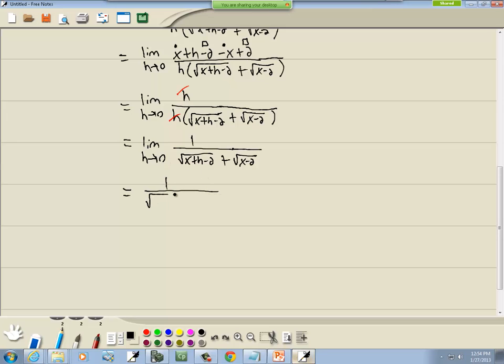Well, this becomes x plus 0 minus 2 plus square root of x minus 2. Now the 0 drops away, and this is square root of x minus 2, and this is square root of x minus 2. So this just becomes 1 over 2 square root of x minus 2. If the square roots are the same and you're adding them together, then you add the numbers in front of them, or subtract them as the case may be. In this case, we got positive, invisible 1 and invisible 1, so it just gives us 2. And that's our answer.